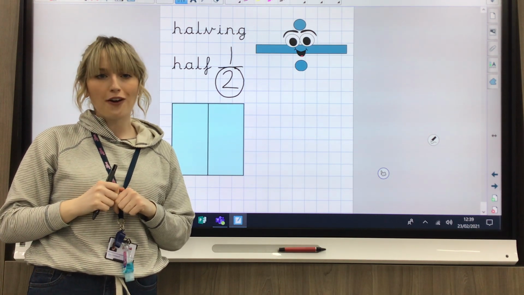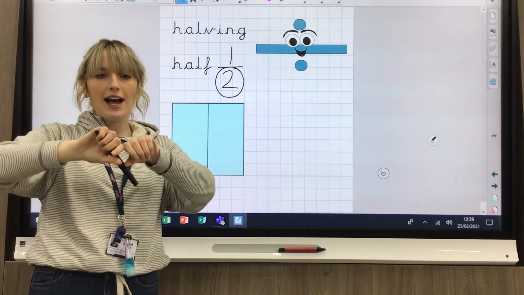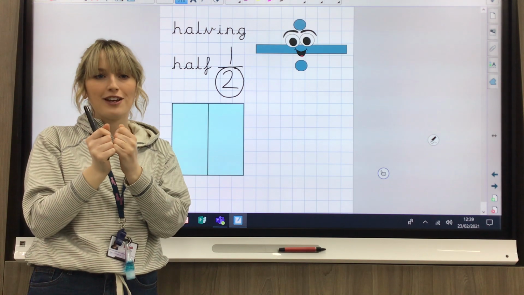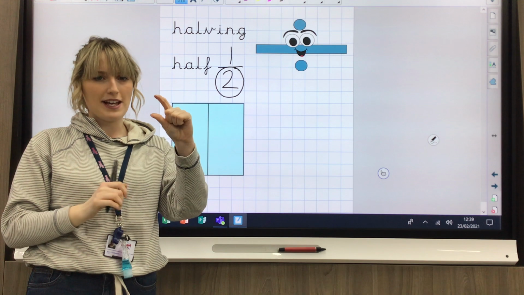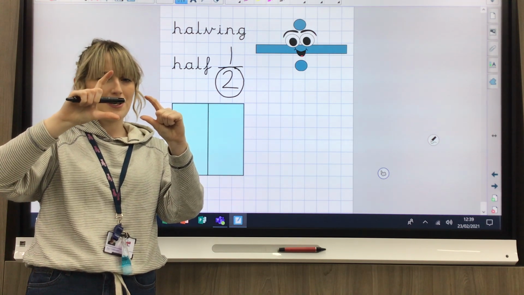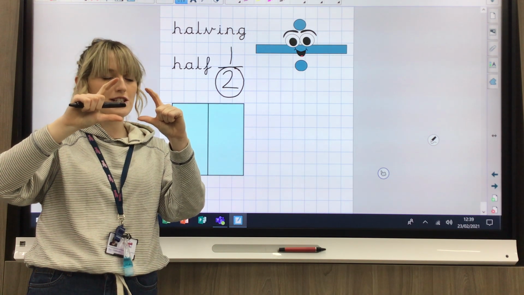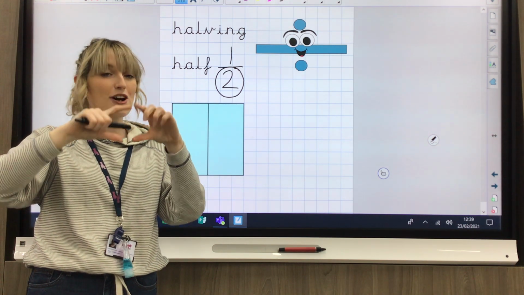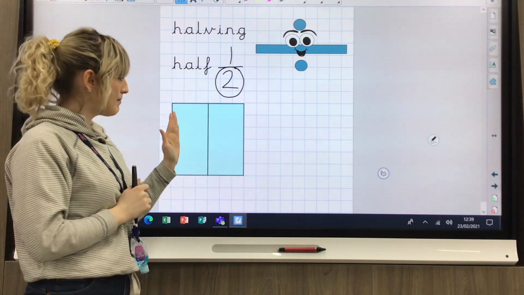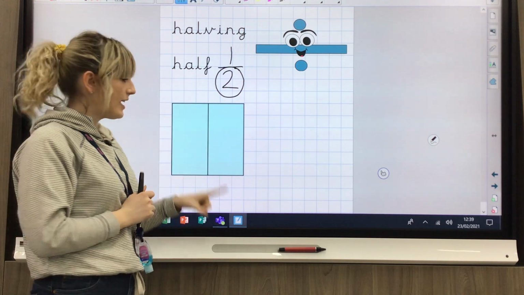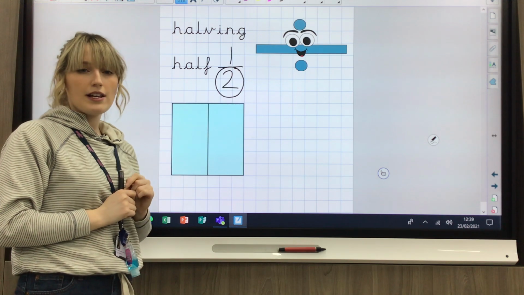You just imagine a chocolate bar, okay? If I was to share it with you, I'd split it in half. Now, you wouldn't be very happy if I gave you a little bit and a big bit. So what does that mean? It means they've got to be fair, haven't they? They've got to be the same. They've got to be equal. So when we're splitting something in half, we're splitting it equally into 2 parts.